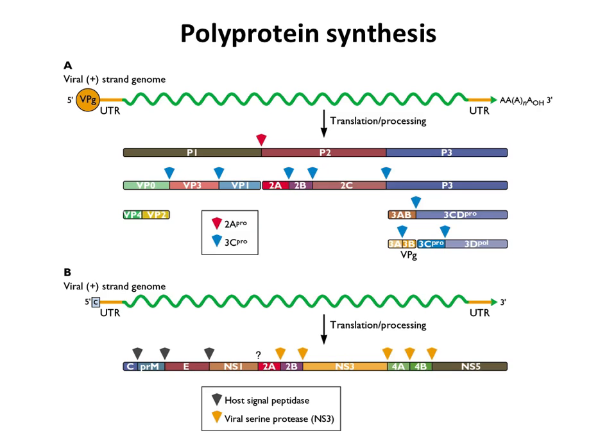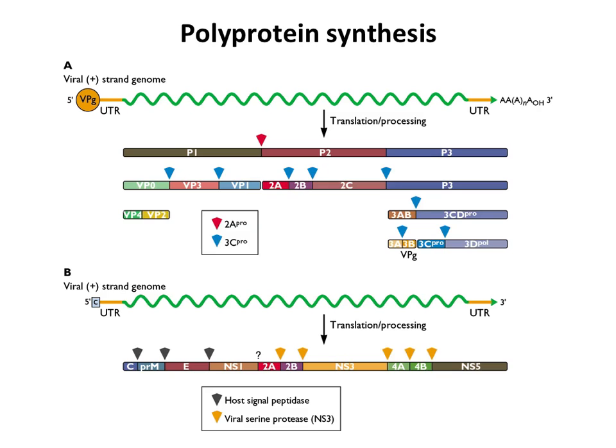Here is the polyprotein translated from a picornaviral message. And that polyprotein has embedded in it 2 proteases. These are enzymes that cleave proteins. And those can not only clip themselves out of the polyprotein, but they can also act on other polyproteins in trans.